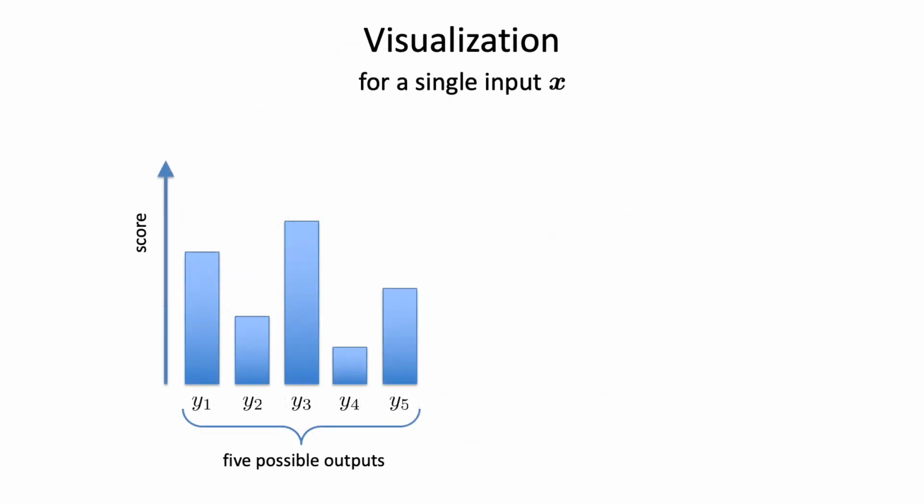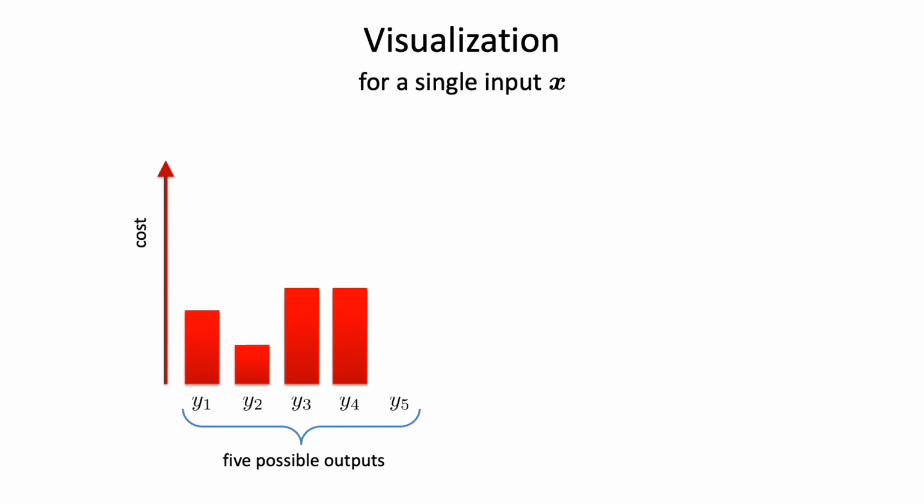To get some intuition for these loss functions, let's look at a visualization for a single input x. Suppose we have a label set with 5 possible labels, shown here as y1 through y5. We can use our model to compute the score for x paired with each y. So the height of the third bar, for example, is the score of x and y3 using parameters w.